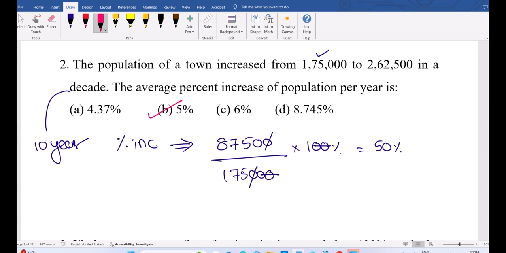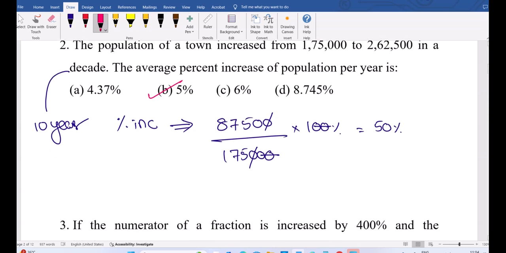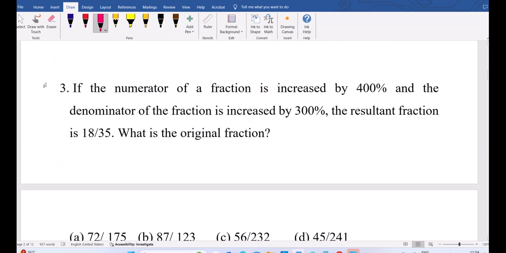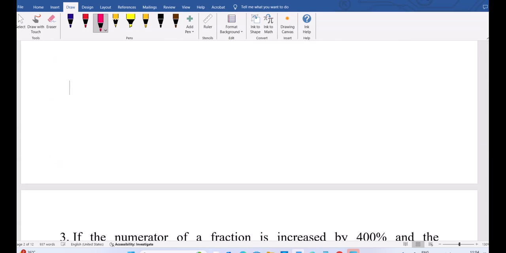Next one, percentage increase. The previous question was increasing and decreasing: what is the overall effect or net effect? Next one is almost like profit percentage. Profit percentage is profit divided by cost price initially. Here also, initially it is 1,75,000.